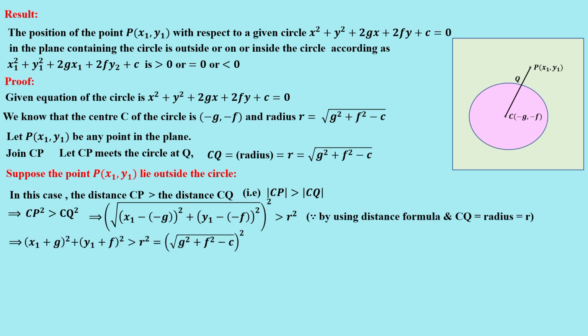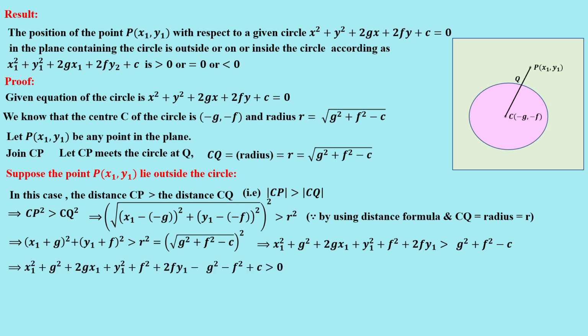We know r is root of g square plus f square minus c. Substituting those values and using the a plus b whole square formula, x1 square plus g square plus 2g x1 plus y1 square plus f square plus 2f y1 is greater than g square plus f square minus c. So x1 square plus g square plus 2g x1 plus y1 square plus f square plus 2f y1 minus g square minus f square plus c is greater than 0. This implies x1 square plus y1 square plus 2g x1 plus 2f y1 plus c is greater than 0, which is to be proved. This is the first result.